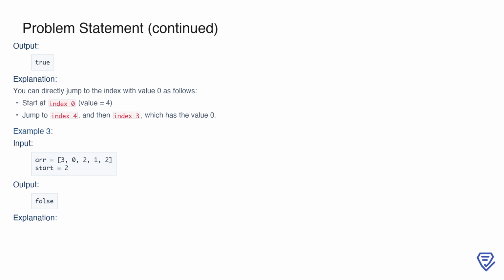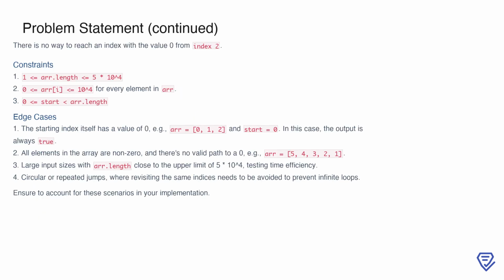Let's consider one more example to see how the output can also be false. In the third example, the input array is 3, 0, 2, 1, 2, and the starting index is 2. The output is false, as there is no way to reach an index with the value 0 from index 2. Here's what happens: starting at index 2, the value is 2, so you can jump either to index 4 or back to index 0. However, from either index 0 or index 4, none of the subsequent jumps will lead to index 1, which is the only index with the value 0.